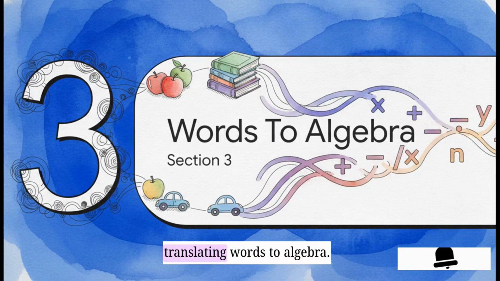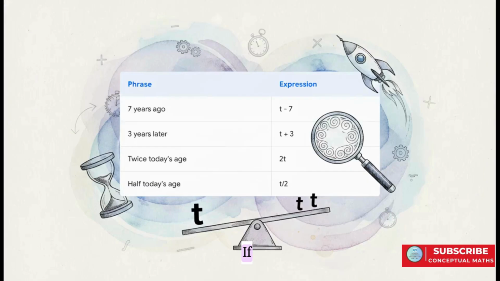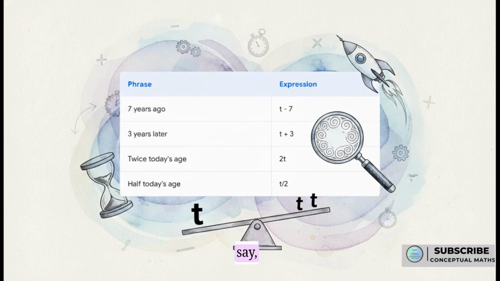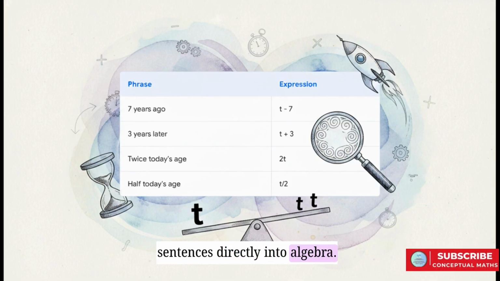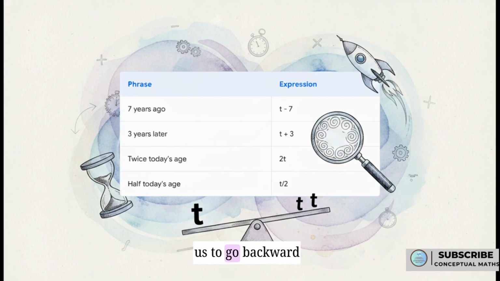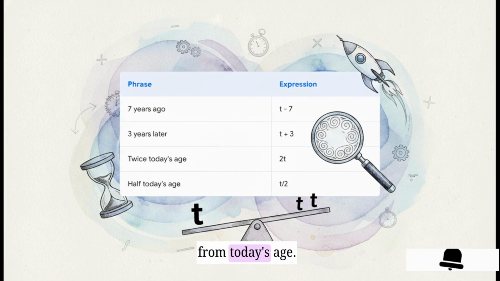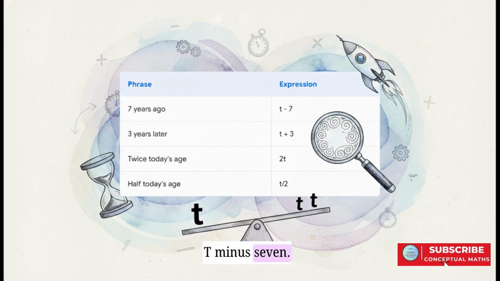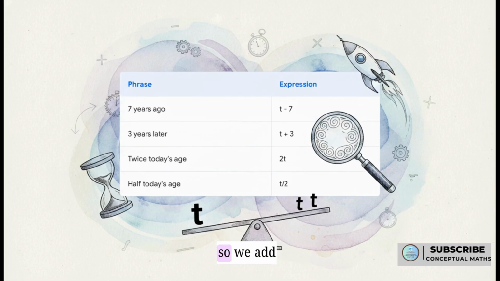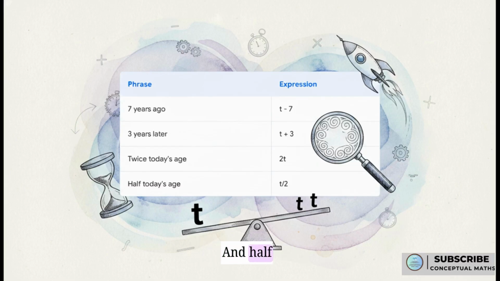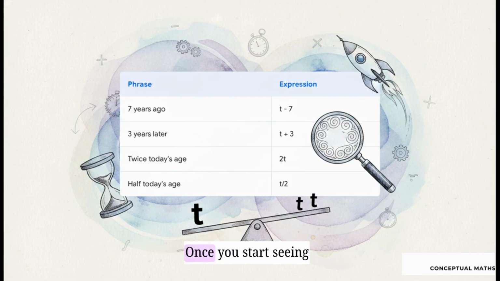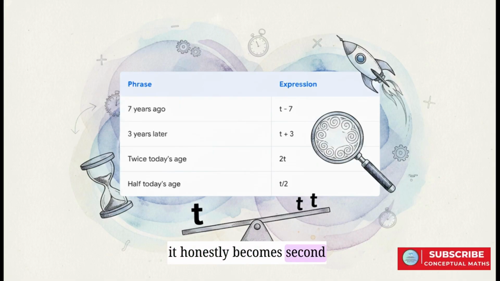Okay, section 3, translating words to algebra. If we use the letter t to represent, say, your age today, we can translate these weird time-traveling sentences directly into algebra. It's basically a simple matching game. The phrase 7 years ago obviously requires us to go backward in time, so we subtract 7 from today's age. That gives us the expression t minus 7. 3 years later pushes us into the future, so we add to our age, making it t plus 3. If someone is twice today's age, we multiply by 2, right? So that's 2t, and half today's age is just t divided by 2. Once you start seeing this pattern, it honestly becomes second nature.